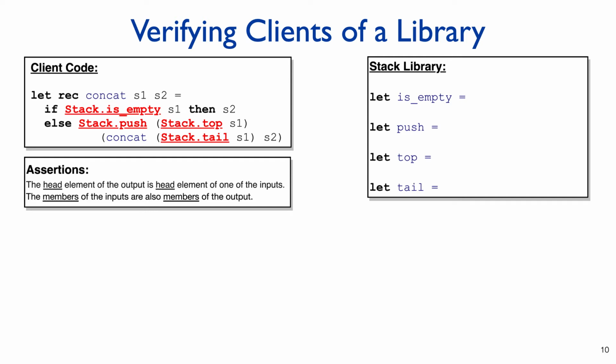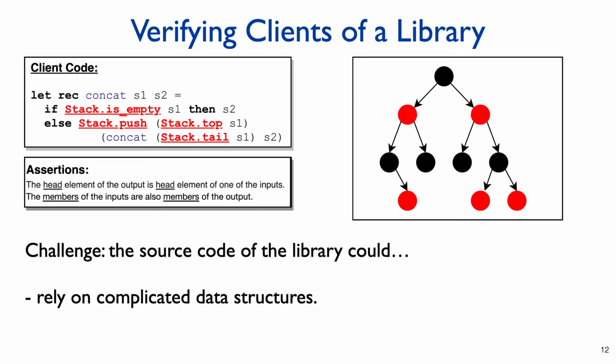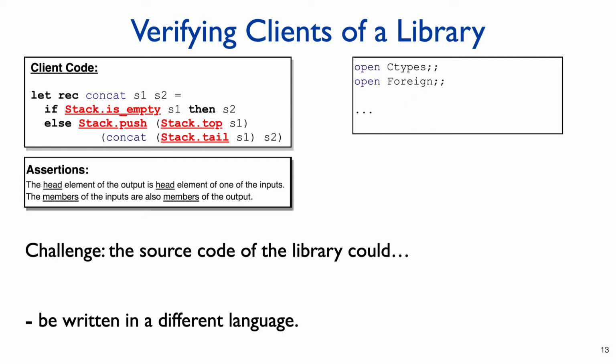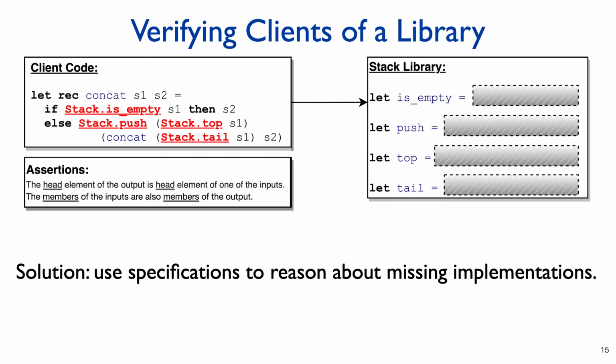Now we have the client code, assertions, and the stack library, but the verification is still challenging because the source code of the library could be too large to verify, or rely on some complicated data structure, like a red-black tree, or be written in a different language. The common point here is the source code of the library could be unavailable, or we say they are black box. Typically, people use specifications to reason about the missing implementation.